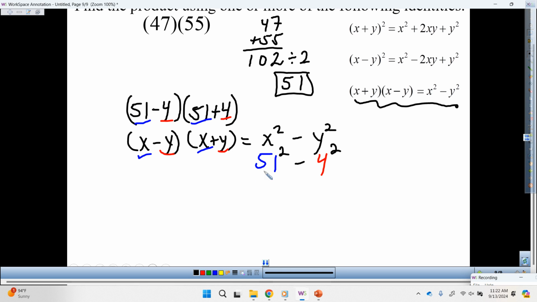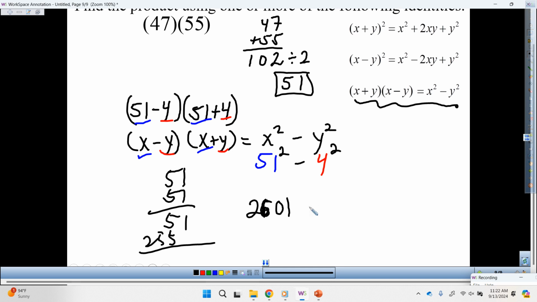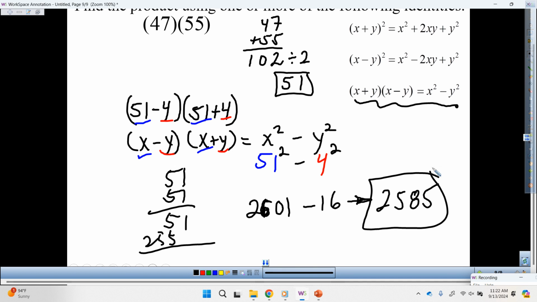All right, what is 51 squared? Let's see, 51 times 51. That's 2601. Yeah? Minus 4 squared is 16. So what is 2601 minus 16? Let's see, someone different. Joseph. 2,585.